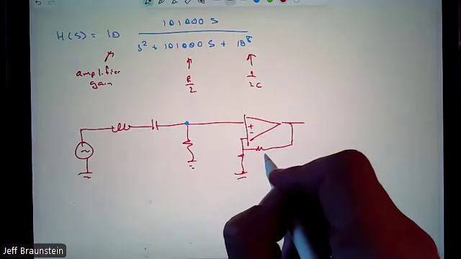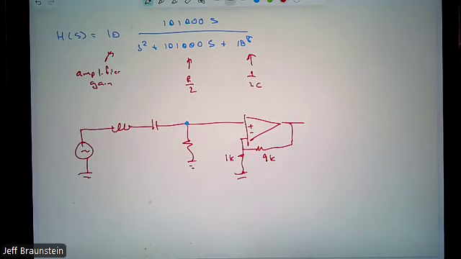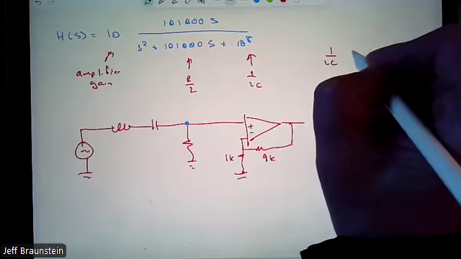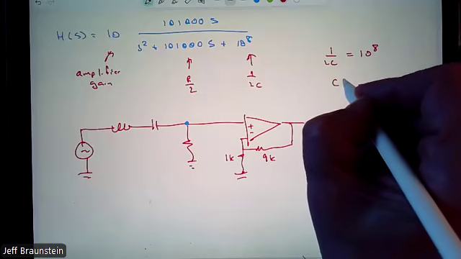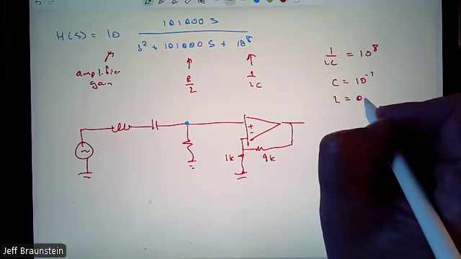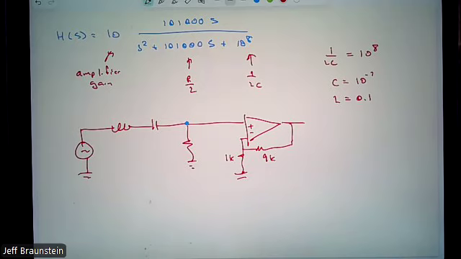This has a gain of 10. You can pick any values you want. I like to use reasonable values in terms of things that we're more likely to be working with. So 9K and 1K, the gain 1 plus R2 over R1, 1 plus 9 over 1 is 10. Seen that a number of times before, doesn't hurt to rehash it. 1 over LC is 10 to the 8th. I often will pick 10 to the minus 7 for C, and L is 0.1. So not necessarily common values. Let's skip some of the math to set that up.